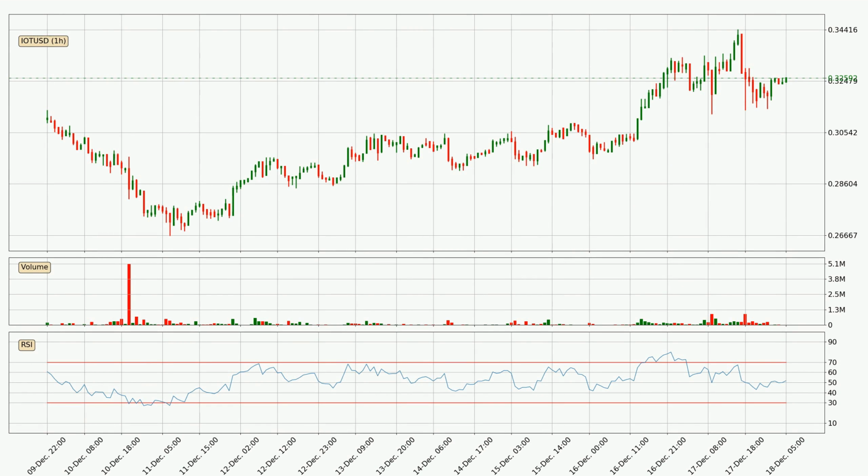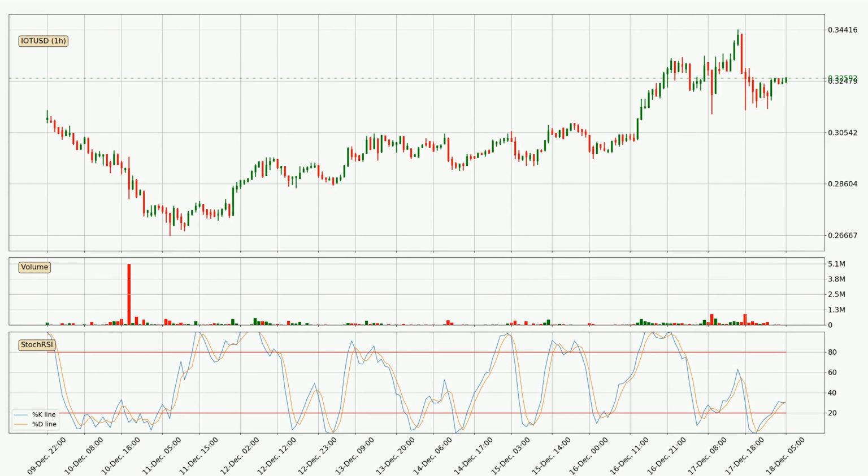Looking at the hourly relative strength index, the current hourly RSI is at 52. So there are currently no signs of the crypto being overbought or oversold. On the lookout for divergences in the hourly time frame, there was a bearish divergence and the price already went down. Jumping to the hourly stochastic RSI, there are no signs of the stochastic RSI being oversold or overbought at this time.